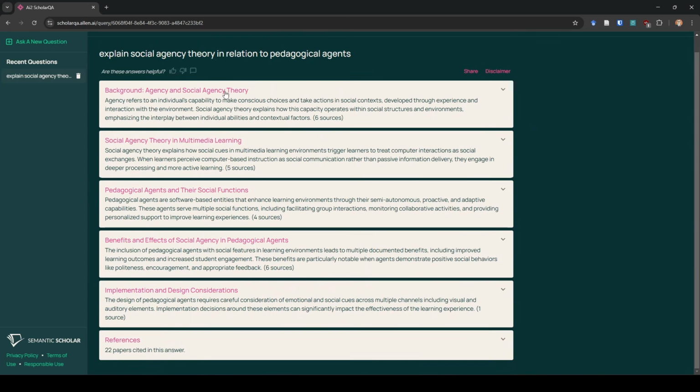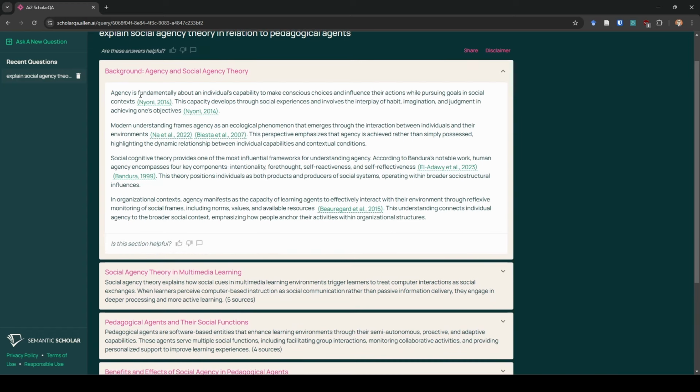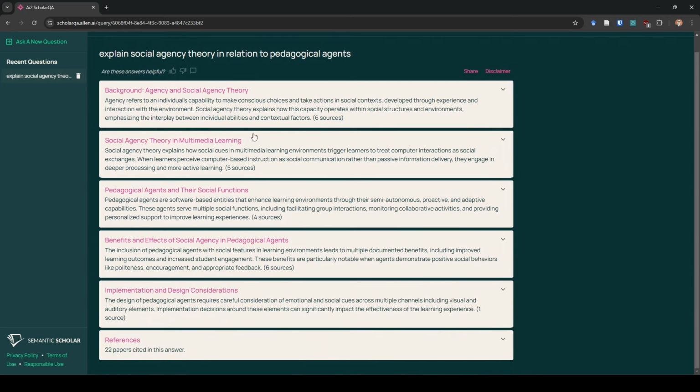Background of agency and social agency theory. So agency, it's going to start off with the psychological construct of agency. It brings us into a more recent perspective of it. It talks about social cognitive theory. Great. I don't really care about organizational context because I don't work in that area, so I'm going to minimize this one.